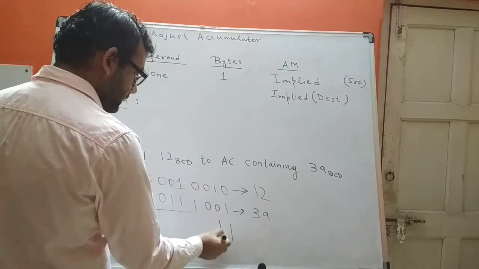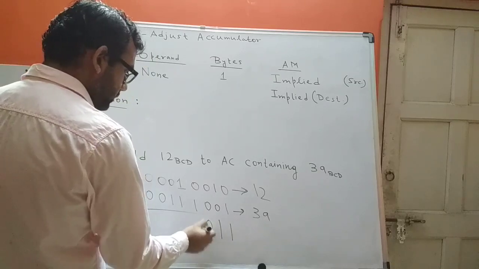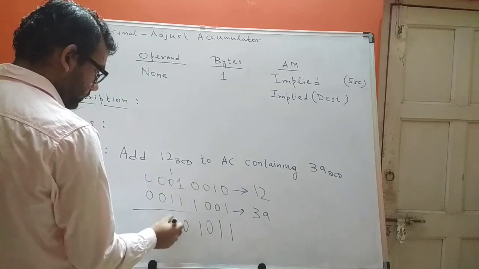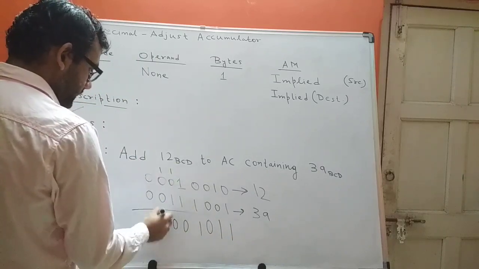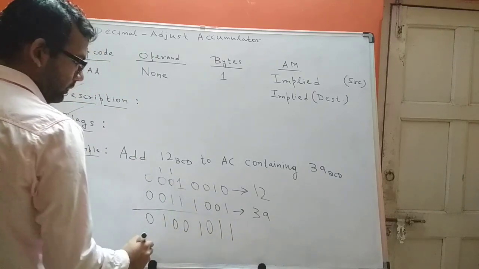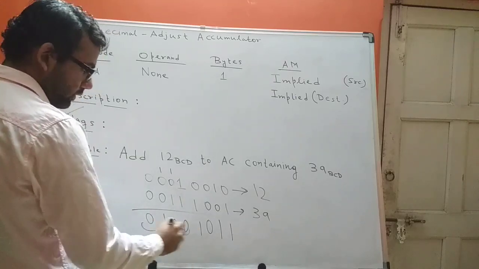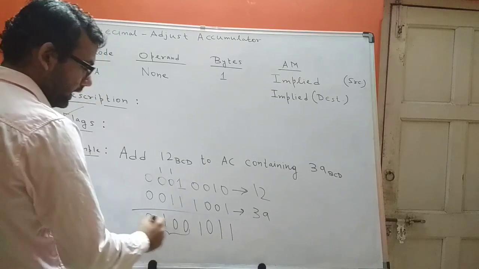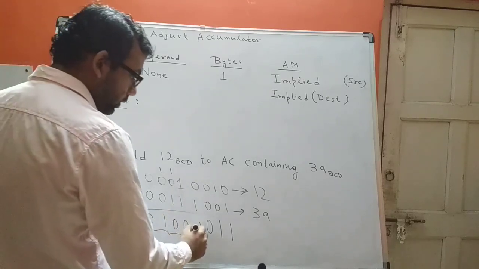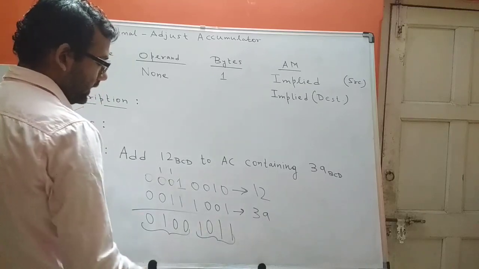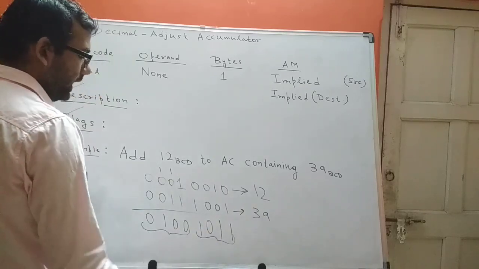So this is 1, this is 1. 0 plus 0 is 0, 0 plus 1 is 1. 1 plus 1 is 0 with a carry of 1. 1 plus 1 is 0 with a carry of 1. This gives me 1 and this gives me 0. Now the high order 4 bits are fine, they're within the range, between 0 and 9. But the low order 4 bits are greater than 9.